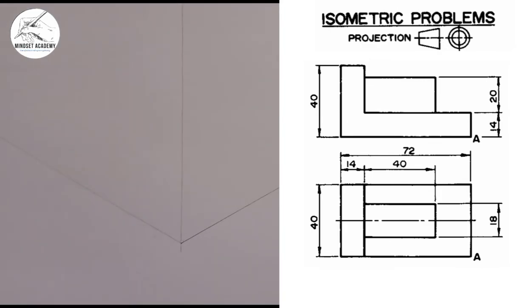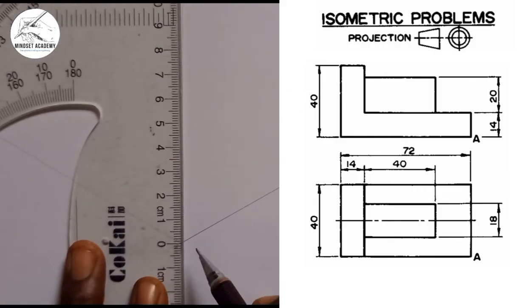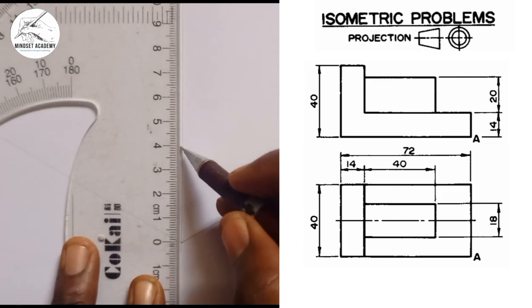Now, after doing that, the height given here is gotten from the elevation. And where is the elevation? This is the elevation. Why? Because it is in first angle projection. The symbol you see up here means it's in first angle projection, meaning the elevation is always on top of the plan. So from the elevation here, the height is given as 40. So I am going to measure 40 from 0 to 4. That is 40.